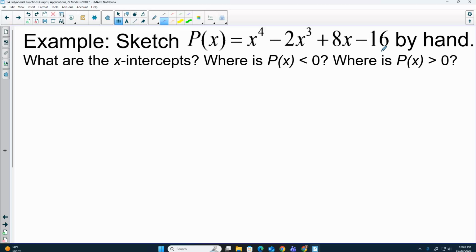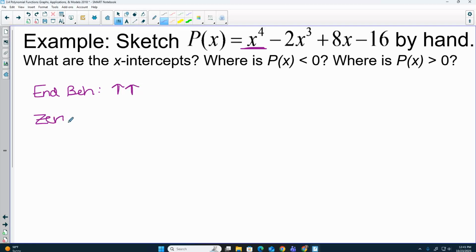End behavior would be what? Based off the highest power, x to the fourth. Remember, even powers look like parabolas. Negatives flip it. We don't have a negative, so my end behavior is up.